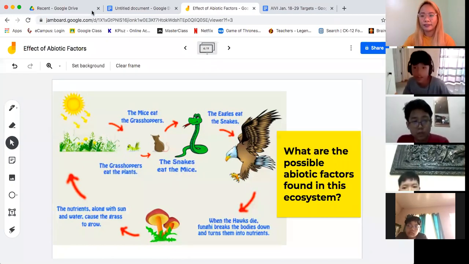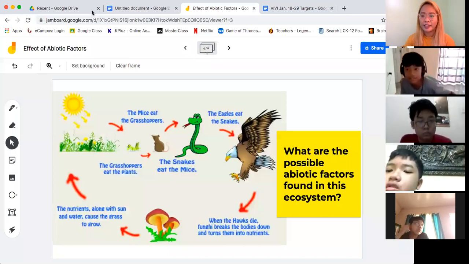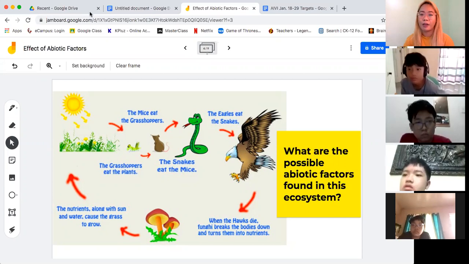Wind. Air. Okay, so the air, the cleanliness of the air can also be considered as an abiotic factor. How about the amount of rainfall? Can it be considered as an abiotic factor? Yes. No, sir. Water. Sige.